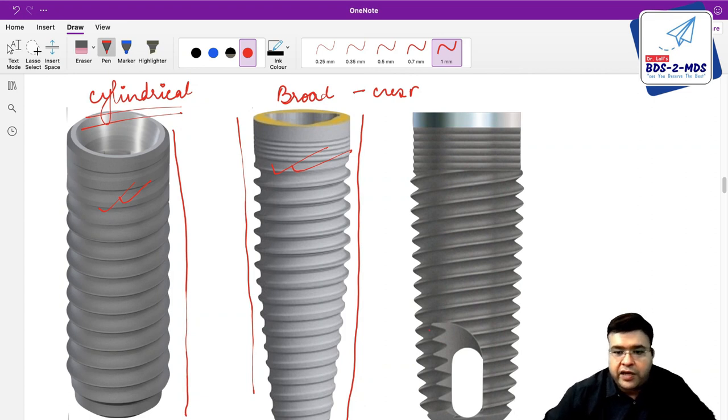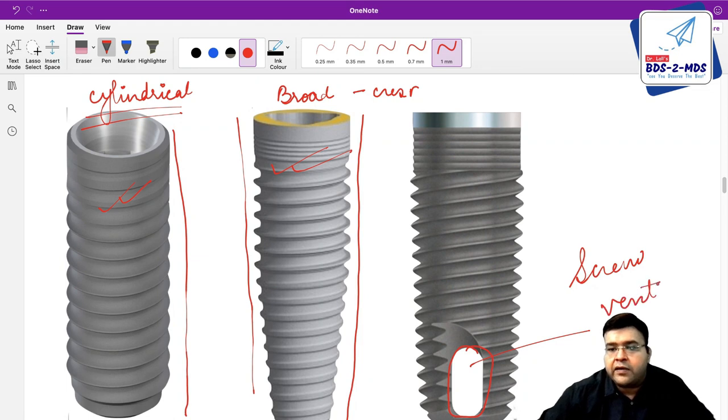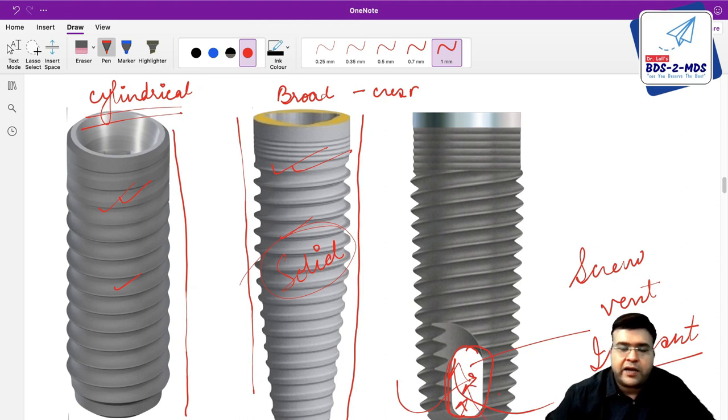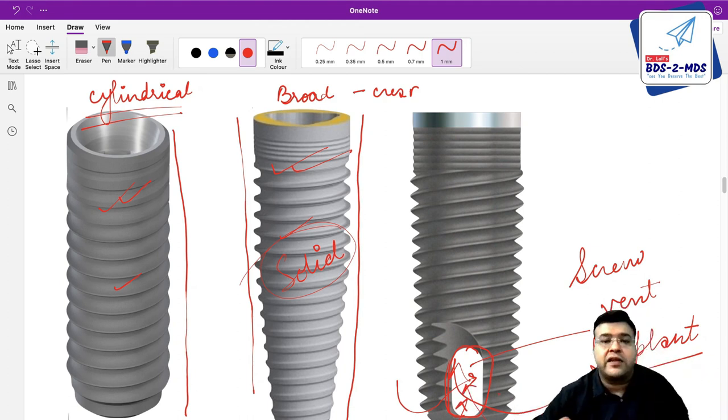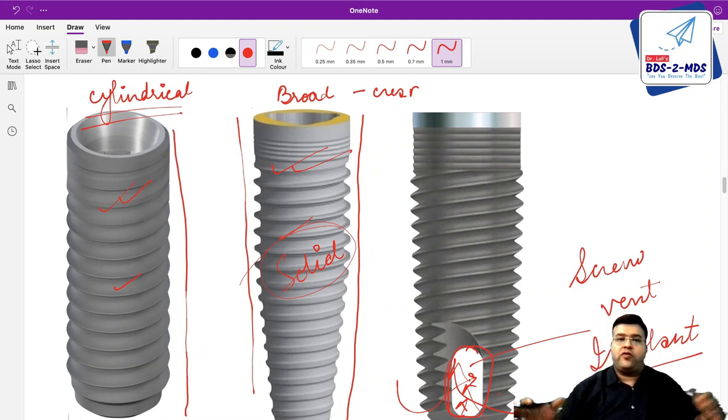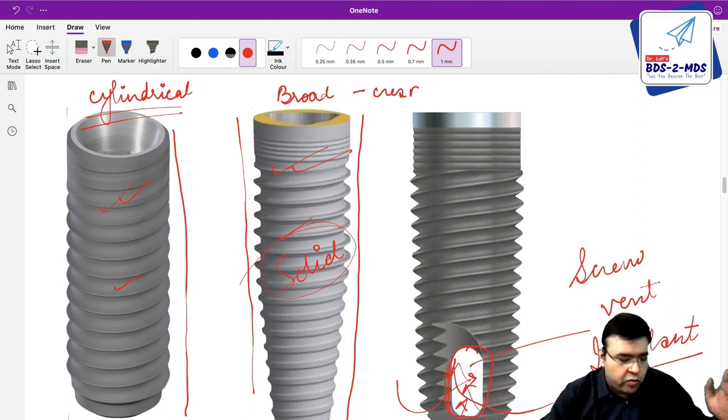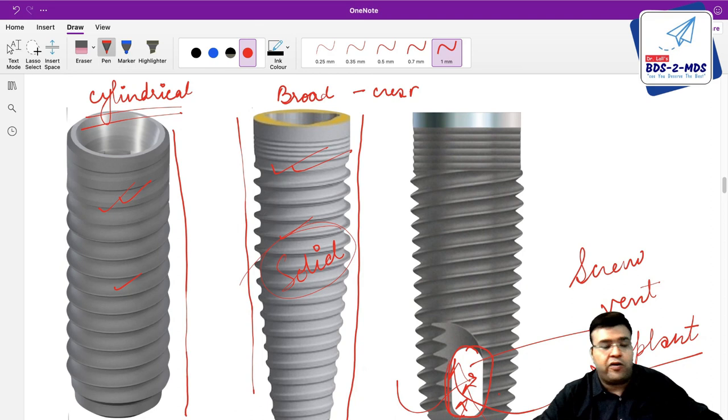Now the third implant which you see here has a small hole near the apex, right? This is called a screw vent implant. Why? Because the first and the second implants are completely solid implants. Now this implant has a place where the bone is going to grow in and lock completely. So it is going to be a very strong implant because some bone goes in through that area. It is not only the bone which is going to come and approximate on the outer edges, but you will also have bone which goes inside onto the inner edges and holds the entire implant, right?